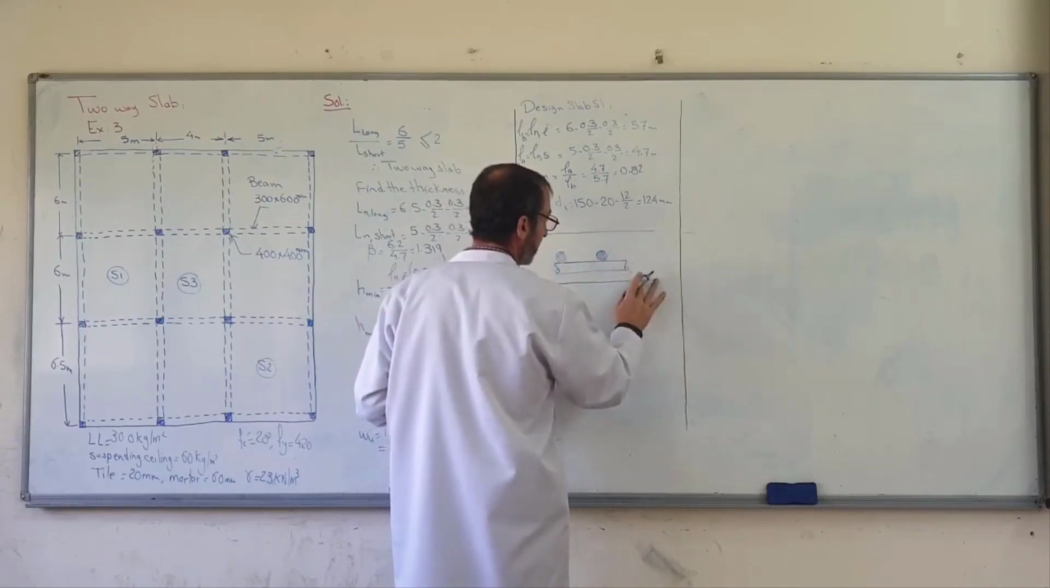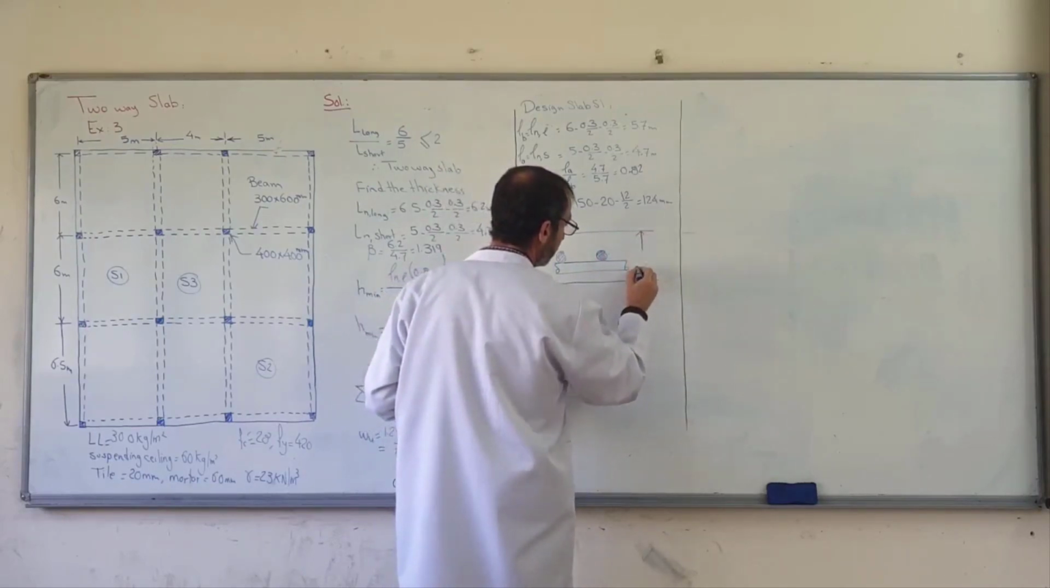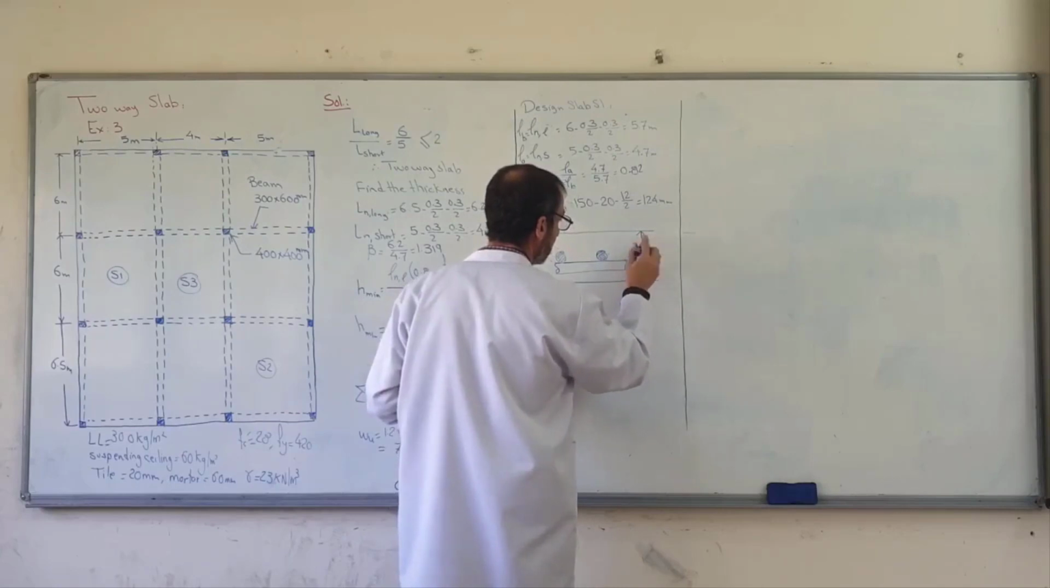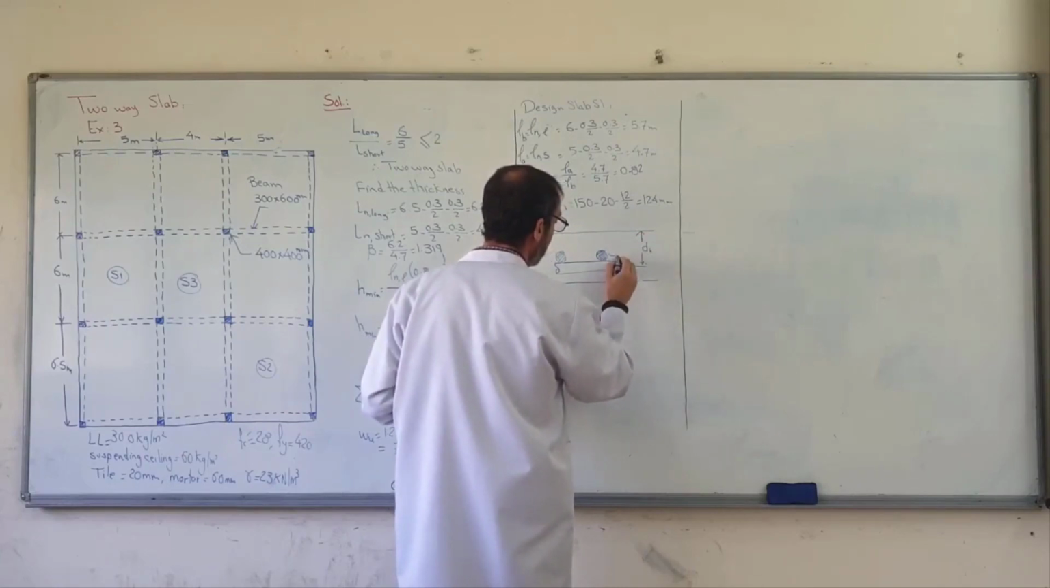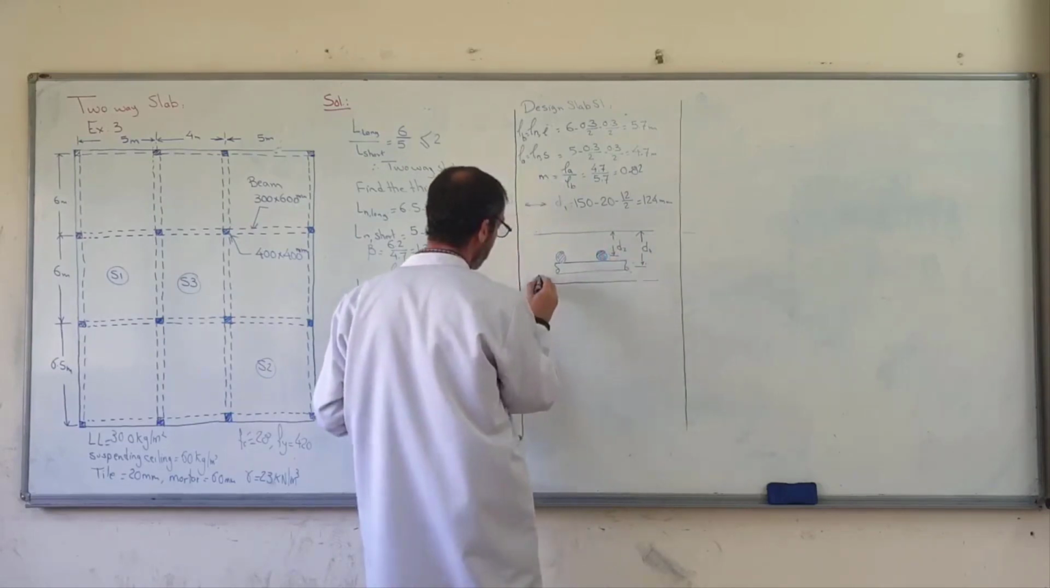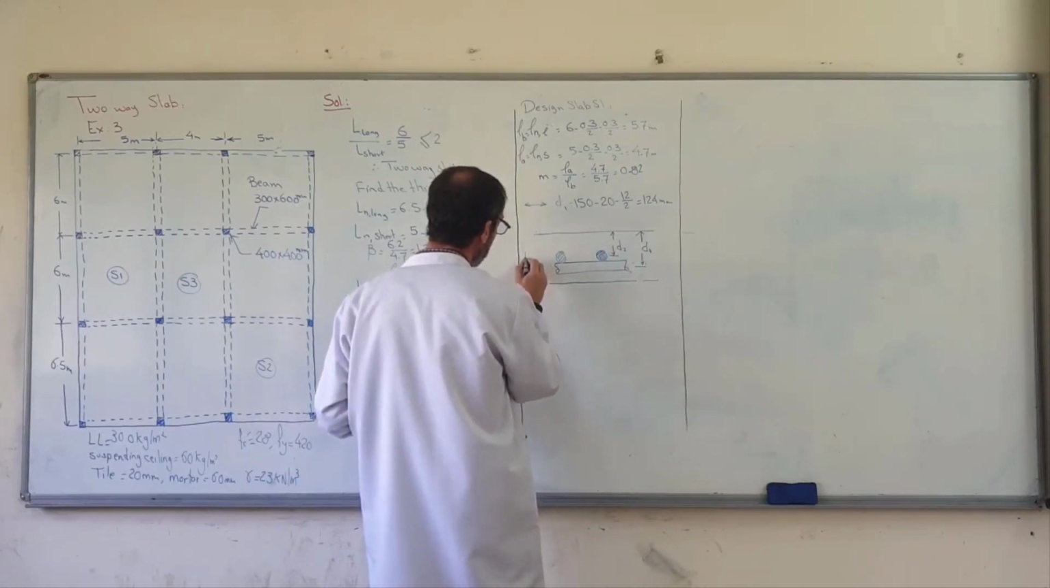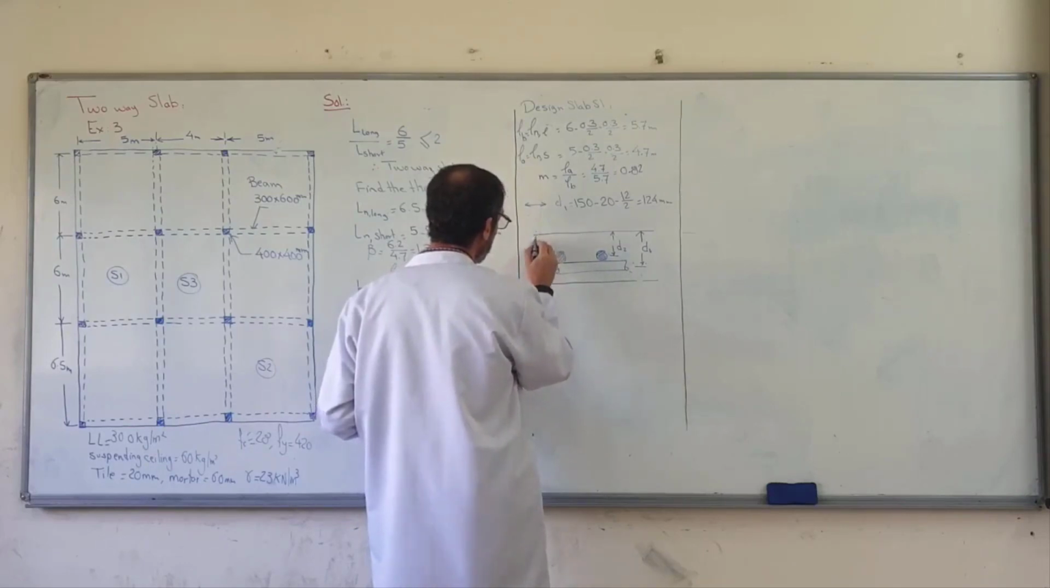This is the thickness of the slab. From here to here, we called it D1. From here to here, we called it D2. This is the thickness of the slab. Thickness of the slab is equal to H. We found it is equal to 150 millimeter in this problem.